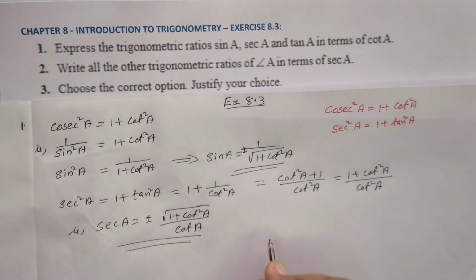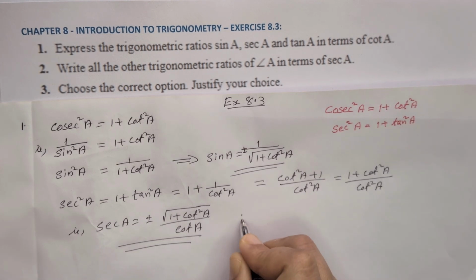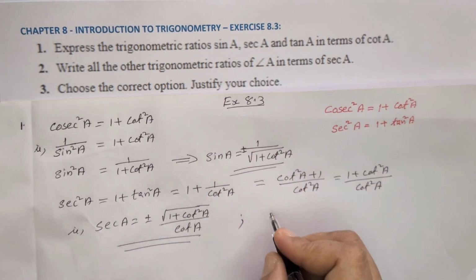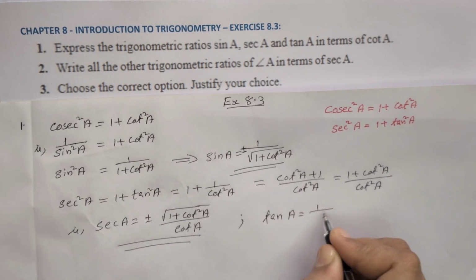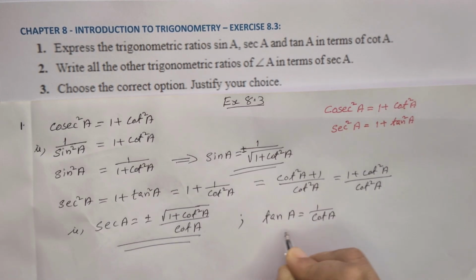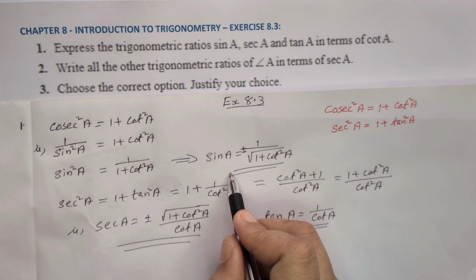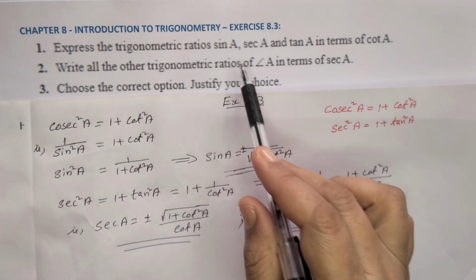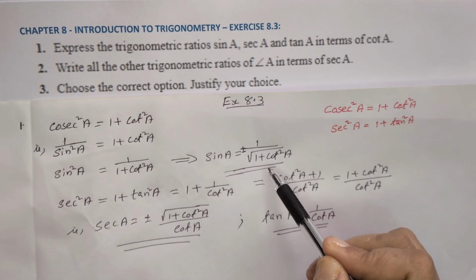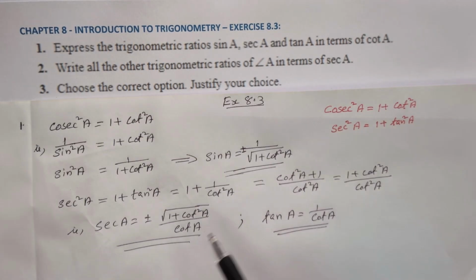Now the third part, that is tan A. Tan A, we know that tan A is equal to 1 by cot A. So all the three terms in terms of cot: sin A we can write as 1 by root of 1 plus cot square A, sec A as root of 1 plus cot square A by cot A, and tan A as 1 by cot A.